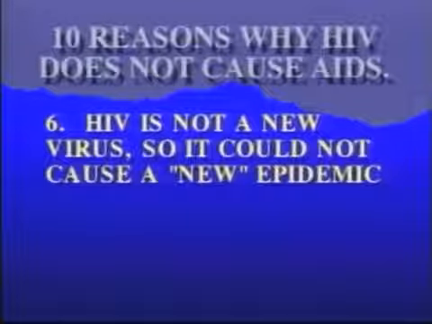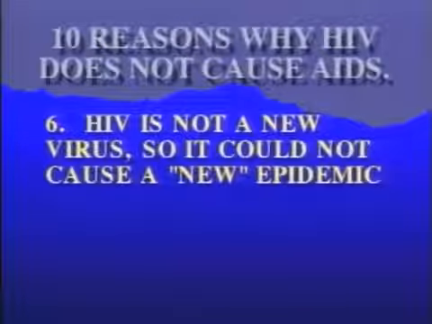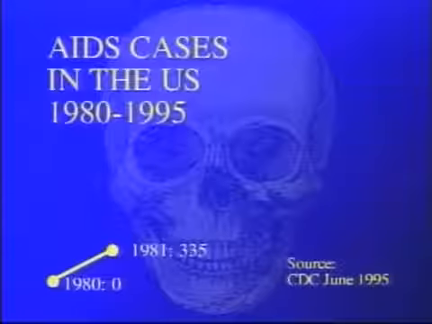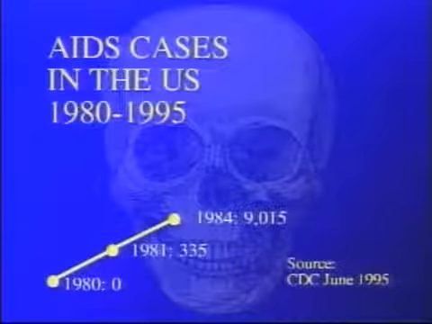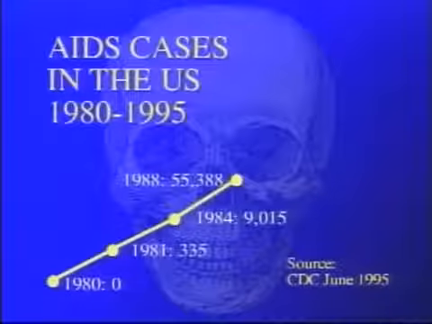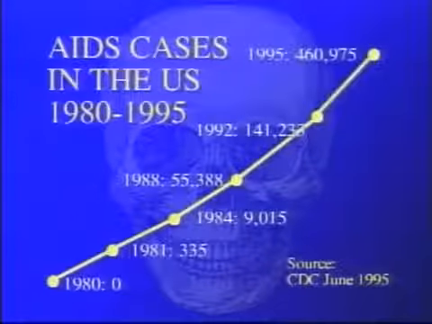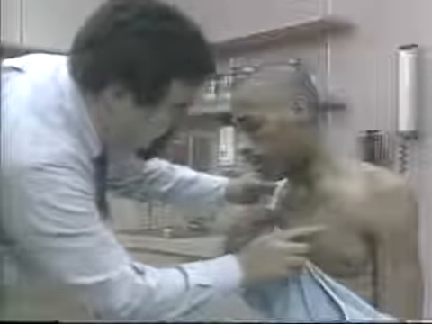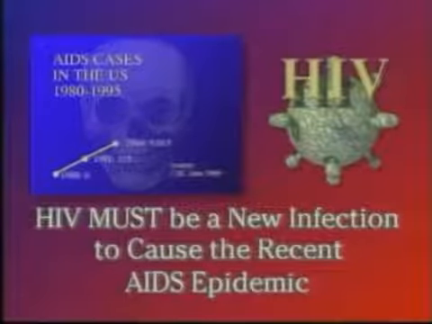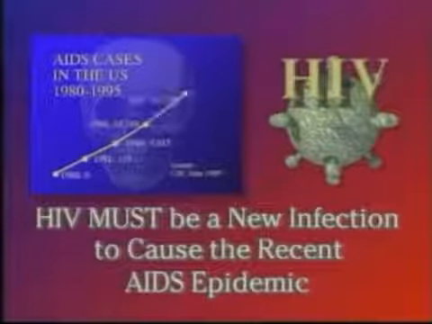Reason number 6. HIV is not a new virus, so HIV would not suddenly cause a new epidemic. AIDS cases have increased dramatically from 0 in 1980 to 500,000 by 1996, so researchers assumed that it could only be caused by a new virus spreading quickly into the population. An old virus would have caused an AIDS epidemic years ago, possibly even centuries ago, so HIV must be a new infection to cause the recent AIDS epidemic.